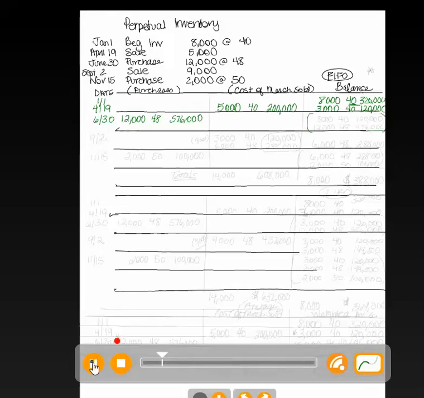So now, at this point, we have 2 layers of inventory. So I'm going to use 2 rows to put this inventory on. I have 3,040 units, and I have 12,048 units. I multiply those out, and I keep them separate because we're using the FIFO costing system. I multiply the second layer out, 576,000. So at the end of the day, on June 30th, I actually have 15,000 units in my inventory.